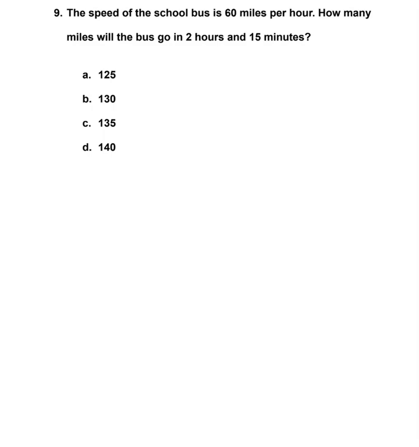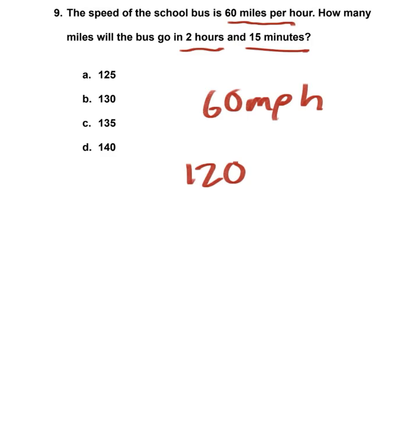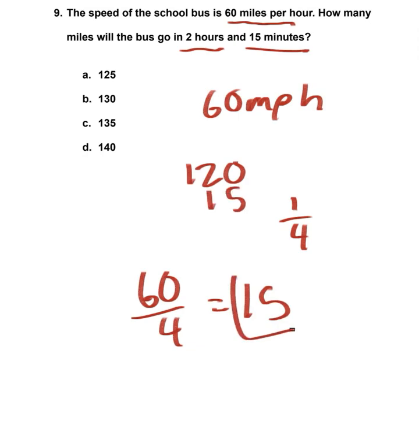9. The speed of the school bus is 60 miles per hour. How many miles will the bus go in 2 hours and 15 minutes? So 60 miles per hour. Because it's 2 hours, it'd be 120 plus the 15 minutes. 15 minutes is 1/4 of an hour. So 60 divided by 4 would be 15. So 120 plus 15 right here would be 135.